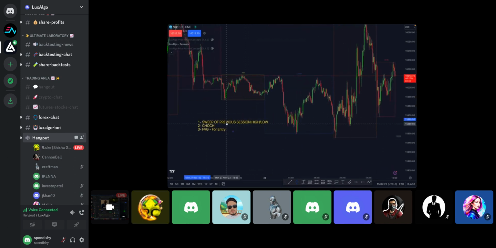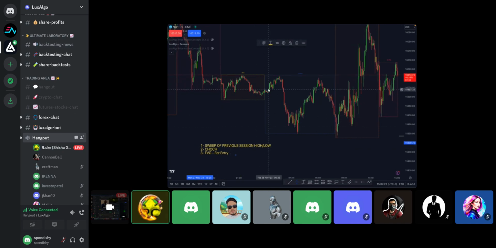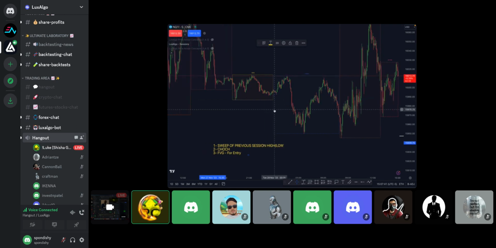But while we wait, like I said, in the morning in London, we swept the previous session low. This yellow line here was swept by this candle. That was step one. So now we're going to be looking for longs. But before we go into longs, we have to wait for a CHoCH. This sweep lets us know that the market wants to change direction by 25%, but we want to be more sure.